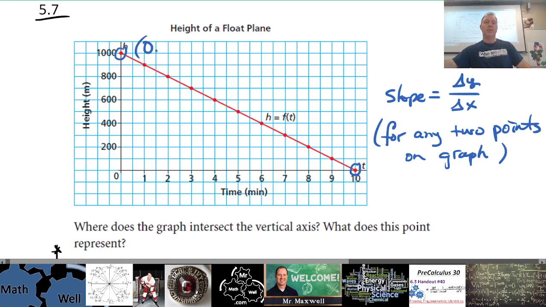The coordinate here is 0, 1,000 for this first one. The coordinate over here is 10, 0. With zeros, adding and subtracting is going to be pretty easy, so that's kind of nice. So the slope, I'll do it over here, slope equals change in y. Between this point and the second point, the change in y values is 1,000 and 0.